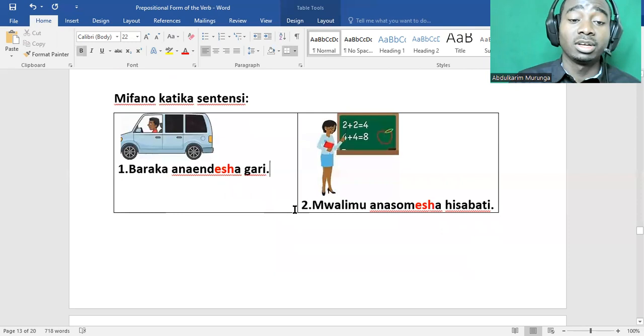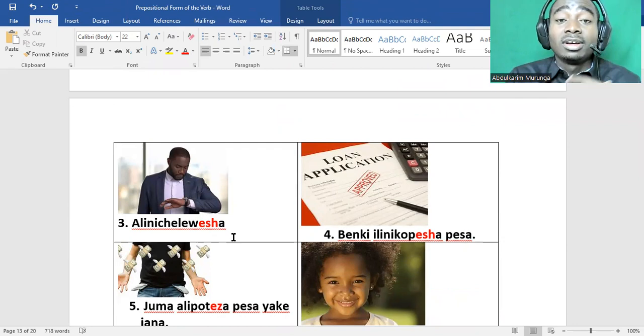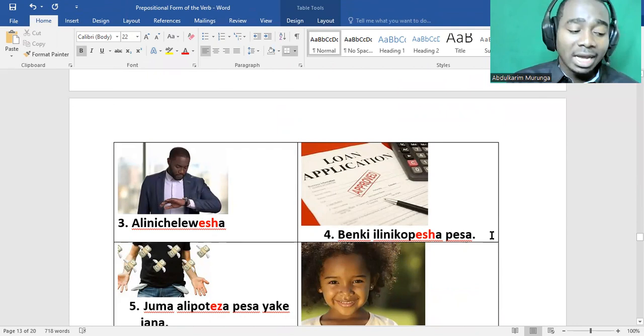Three, alinichelewesha. The verb is chelewa, to be late. Chelewesha is to make someone be late. So in this case, alinichelewesha, he made me be late. He delayed me. Alinichelewesha.